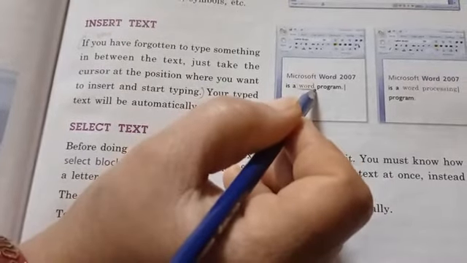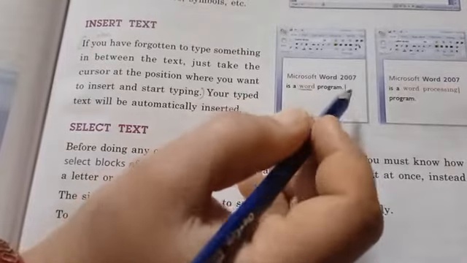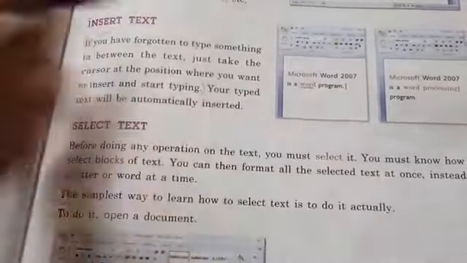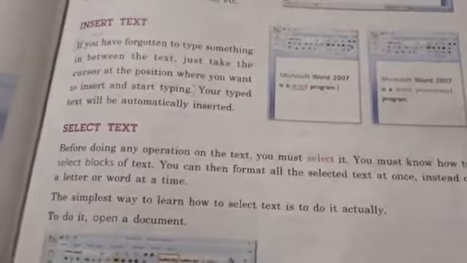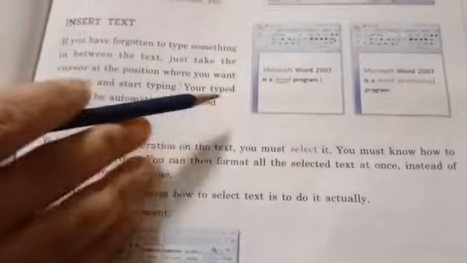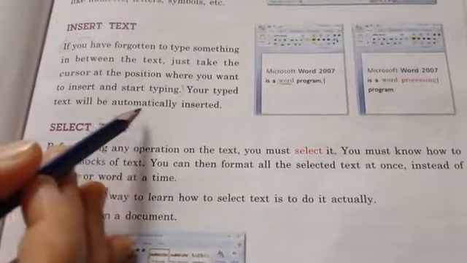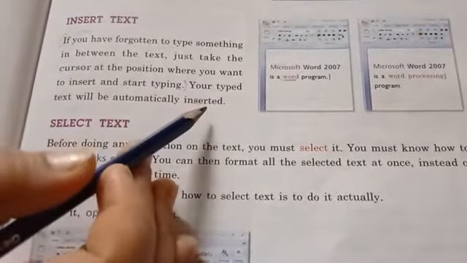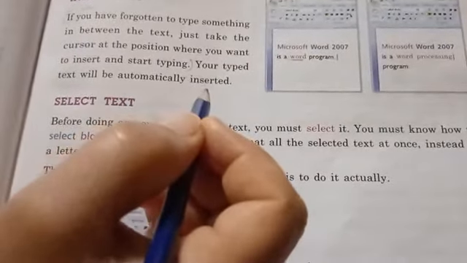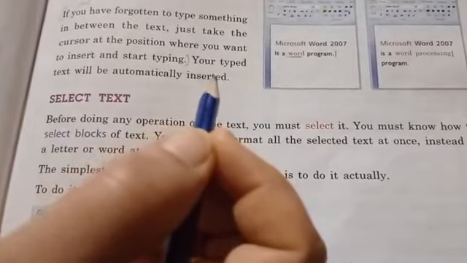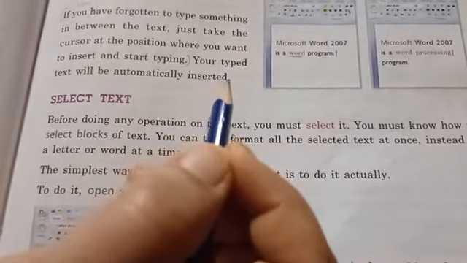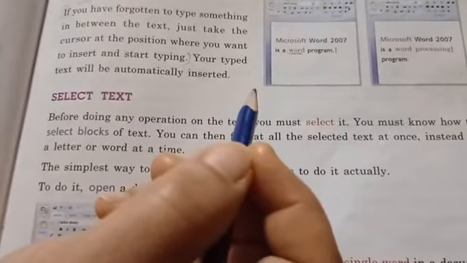Automatically your word appears here. Then click here, your cursor will be here. Your typed text will be automatically inserted. When you type something, it is automatically inserted in your document.